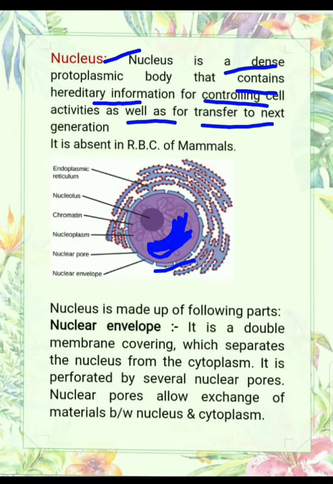chromatin material. Actually, the nucleus is absent in the RBCs of mammals. RBCs are red blood cells. In the RBCs of mammals, the nucleus is not present.